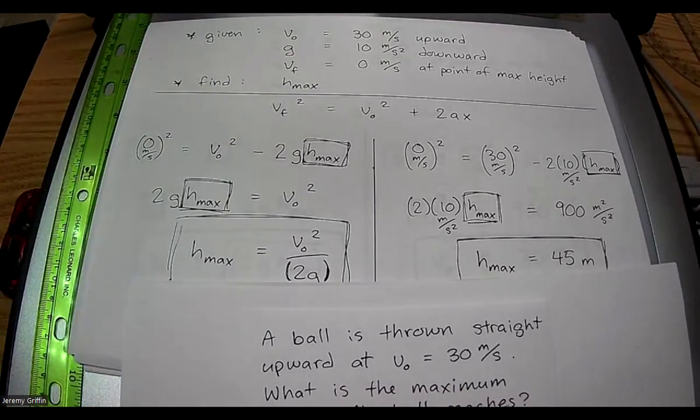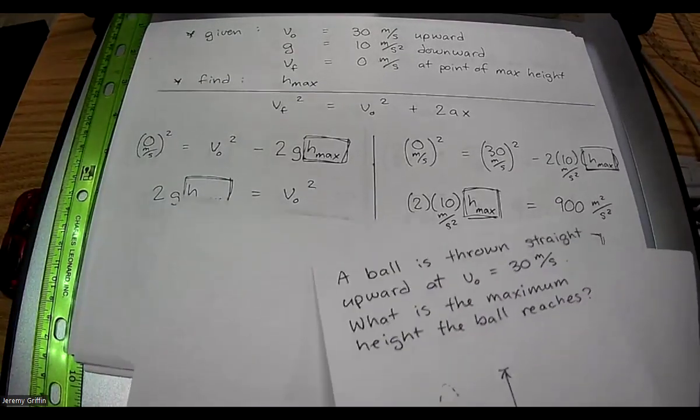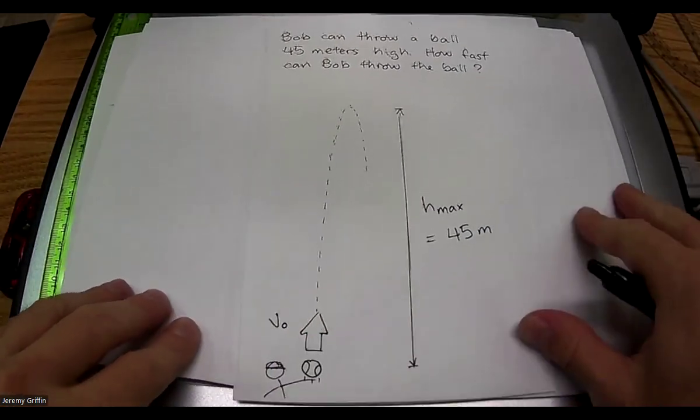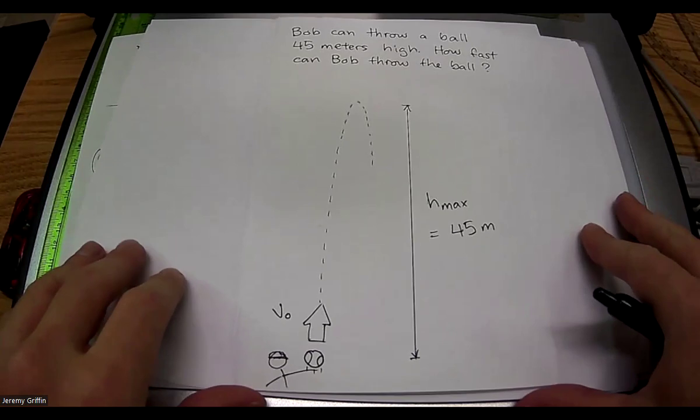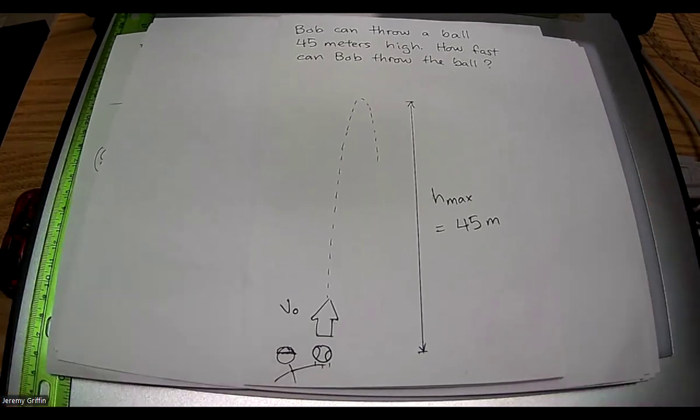I got another starter question for you guys. You guys ready for another starter question? It's going to go like this. Suppose Bob can throw. Oh, that's where I got Bob from. Sorry, there's Bob. Bob, this same guy, can throw a ball, and it can go 45 meters high.